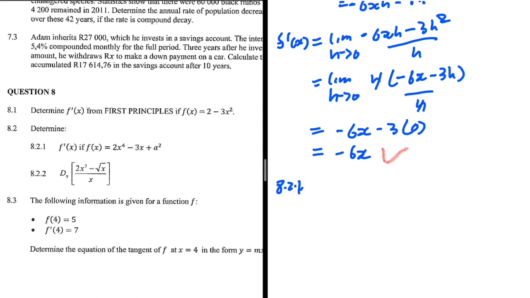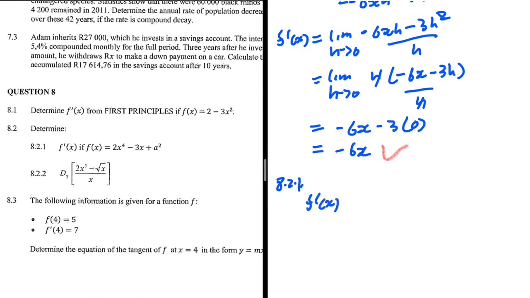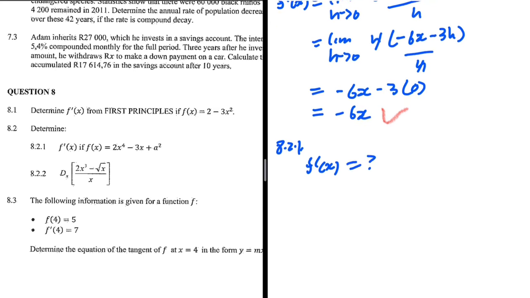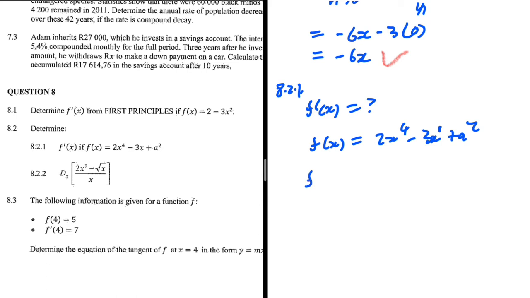8.2.1, we're looking for f prime of x when f of x is equal to 2x to the power 4 minus 3x plus a squared. Okay, f prime of x is going to be equal to 4 multiplied by 2 is 8, and then 4 minus 1 is 3. Then 1 multiplied by minus 3 is minus 3, and then 1 minus 1 is 0. X to the power 0 is 1. So we are just left with minus 3. And then here we have a squared. A squared doesn't have a variable of x. So that's a constant. We're going to have 0.